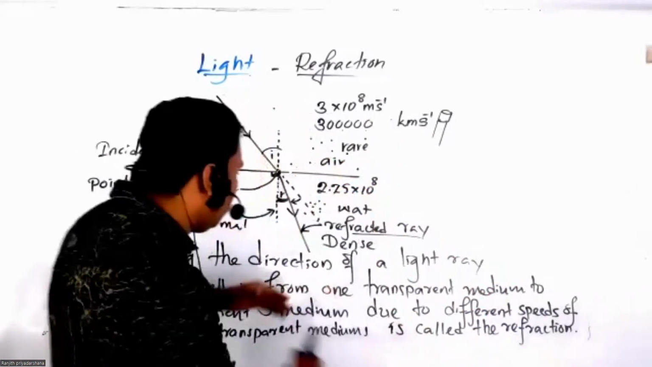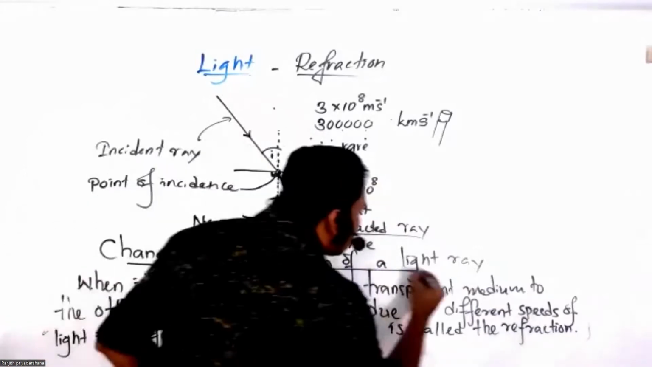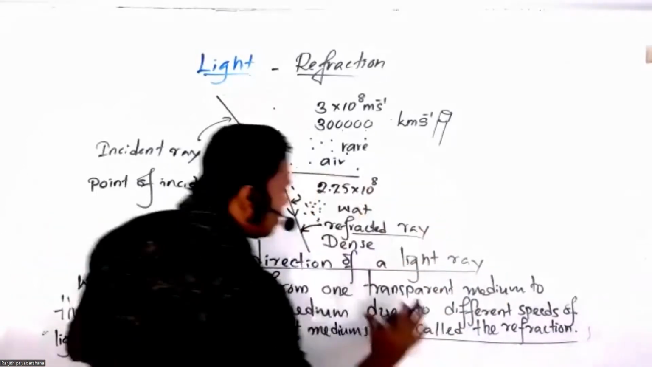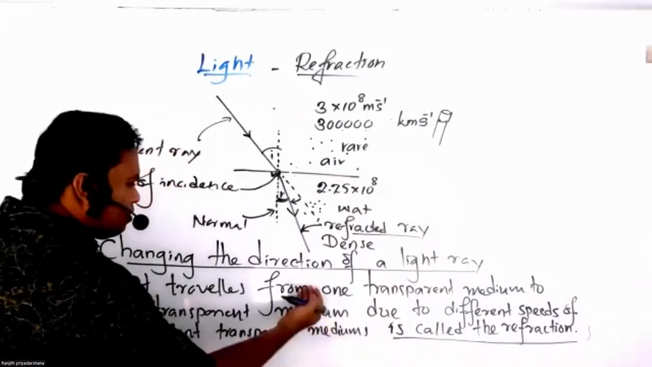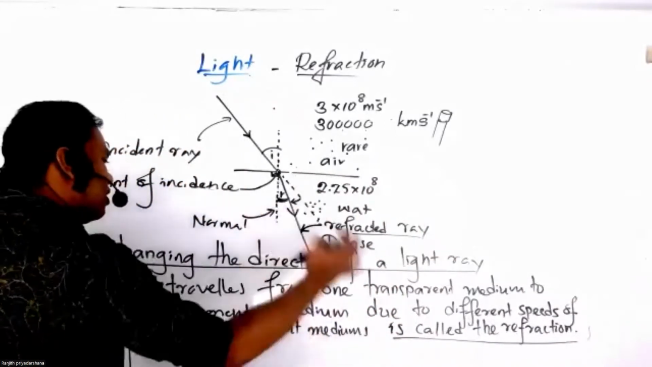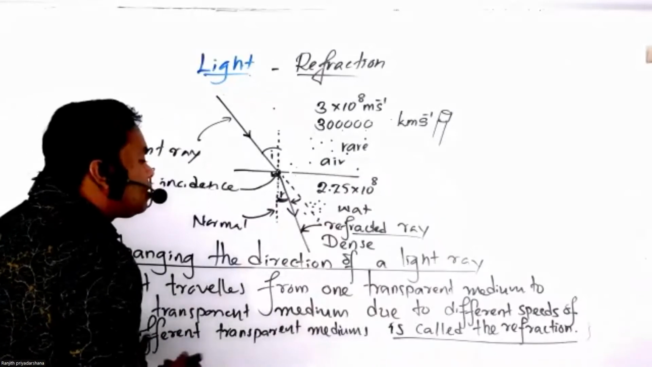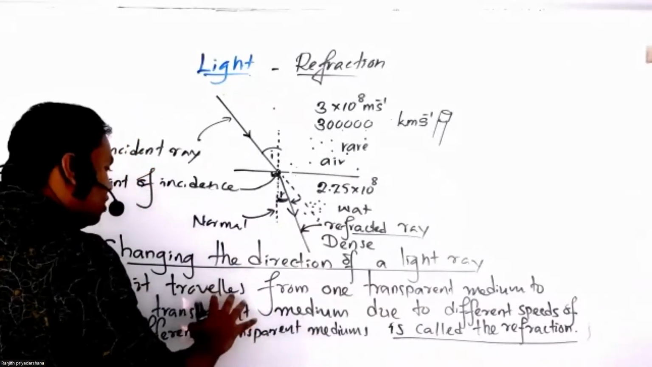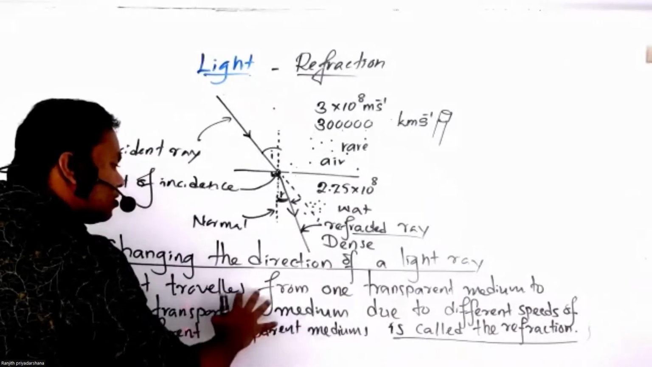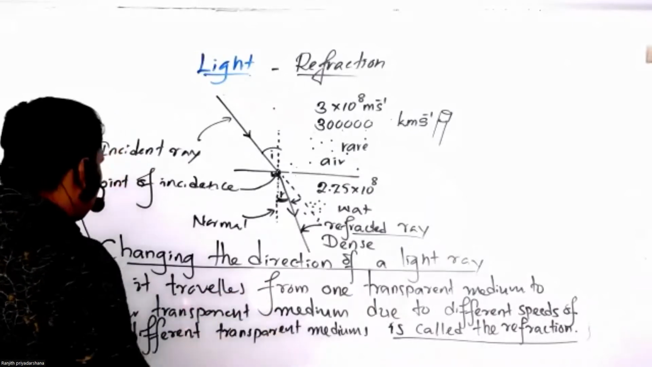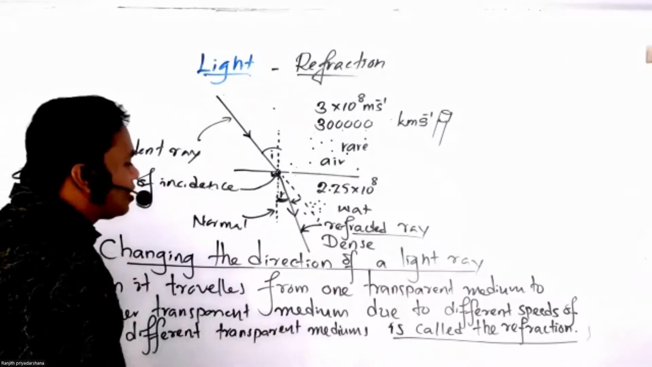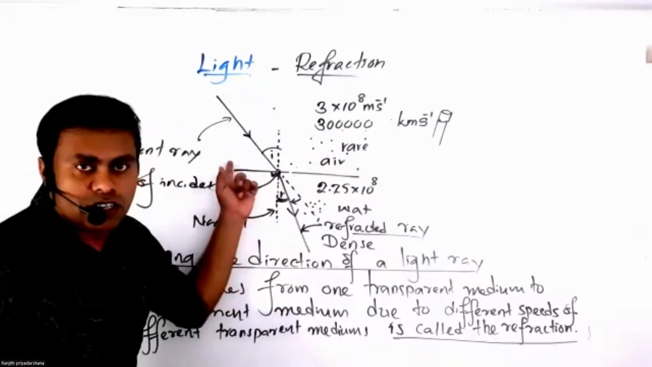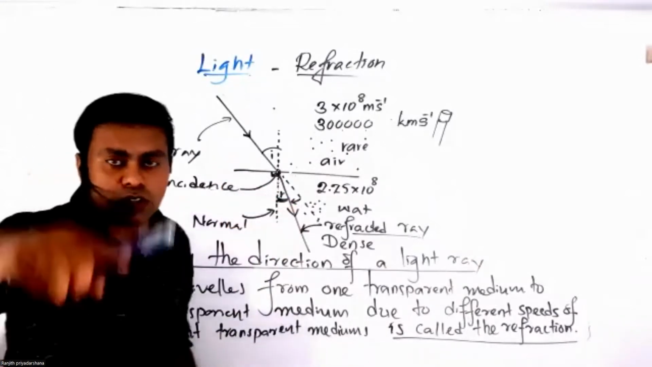That is the simple sentence. Look at this: change in the direction of a light ray is called the refraction. That simple sentence is decorated with grammatical structures. When this refraction occurs, a light ray travels from one transparent medium to another transparent medium. So you have to mention that.